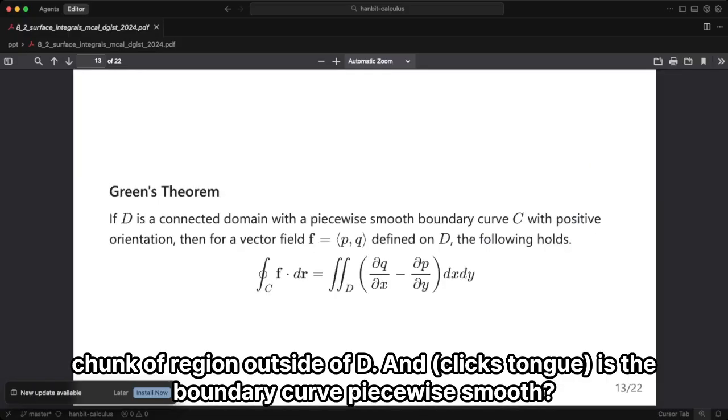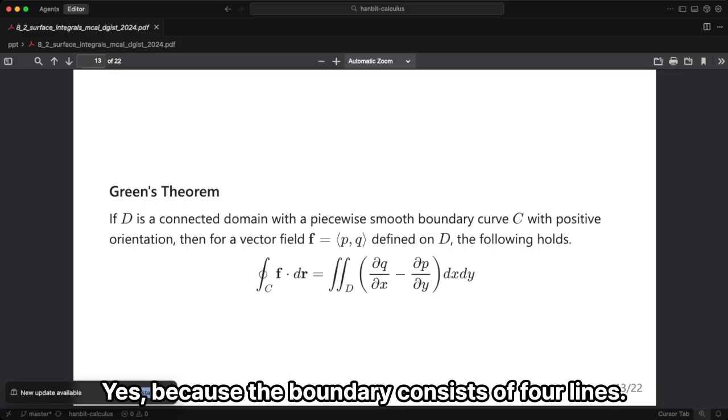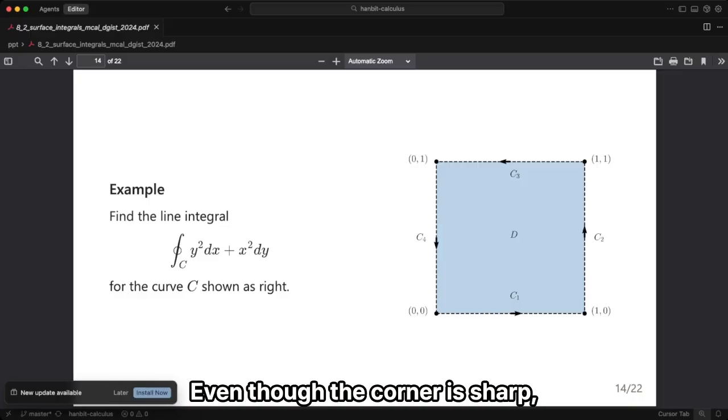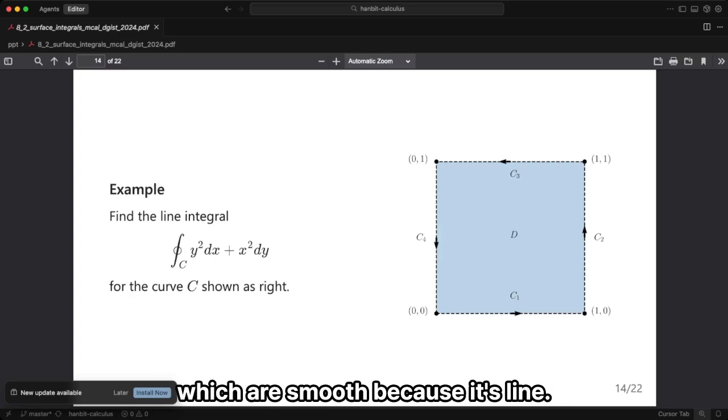And is the boundary curve piecewise smooth? Piecewise smooth means it consists of smooth parts, smooth pieces. Yes, because the boundary consists of 4 lines. Even though the corner is sharp, which means that it's not differentiable, it can be chopped up into 4 pieces, which are smooth because it's a line.